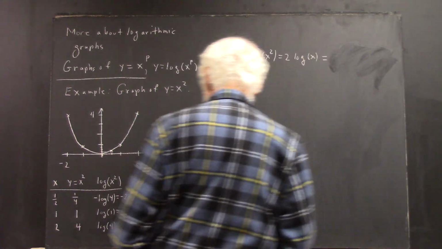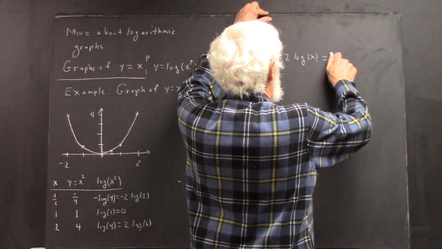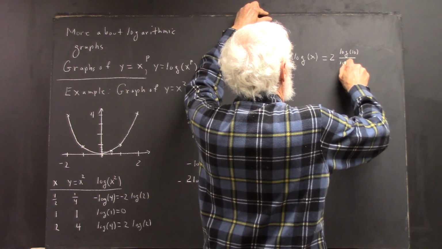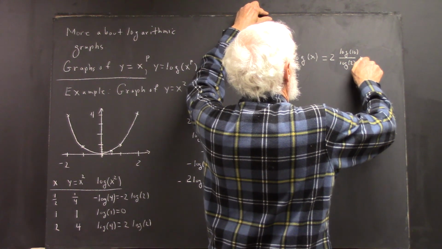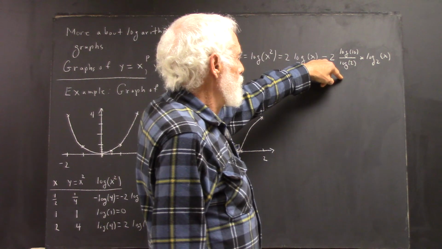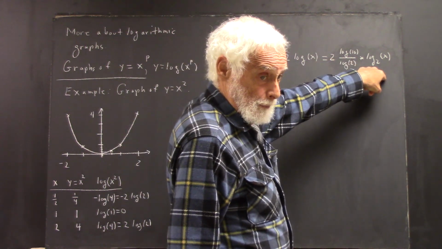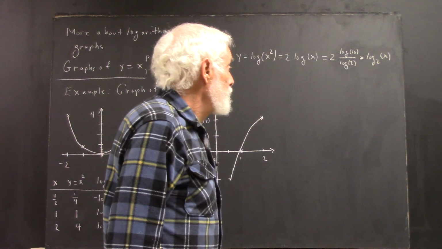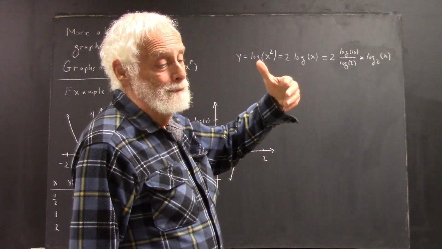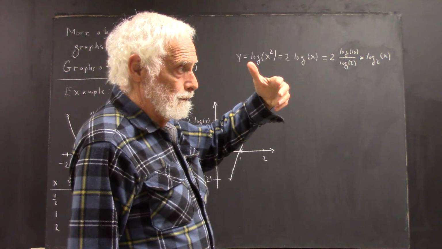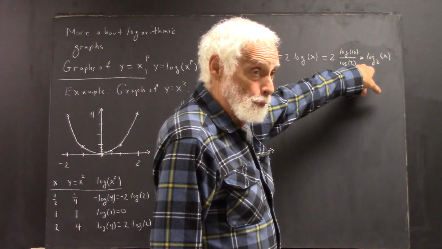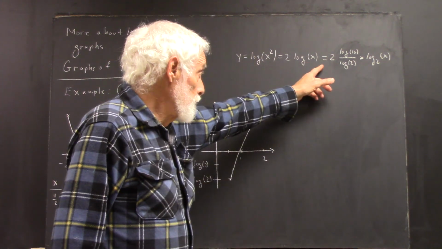And what I did wrong the first time I wrote it is 2 times the log of 10 over log of 2 times the log base 2 of x. And that's because the log base 2 of x is log of x divided by log of 2, okay, just a rule that we've had for quite a while now. I think I said that right. Okay.